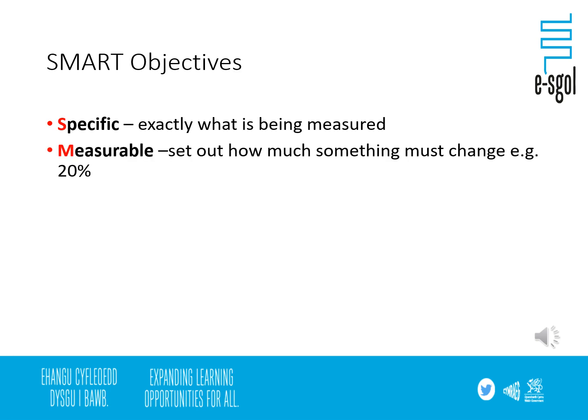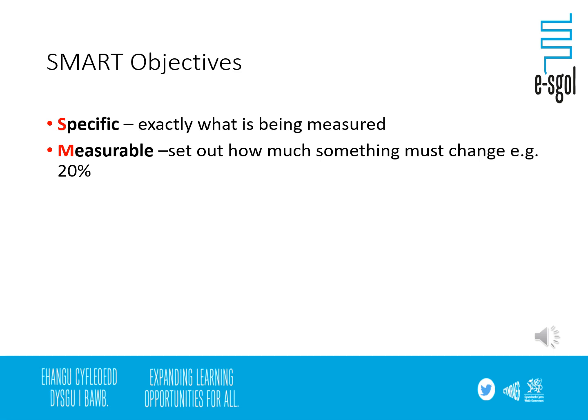So when we talk about objectives, we need to think about the fact that they need to be SMART objectives. So SMART stands for specific, so it needs to be exactly what is being measured, measurable, so that you're able to see a change. It needs to be able to be measured, so like a percentage is always good for that. So it might be to increase profit by 20%.